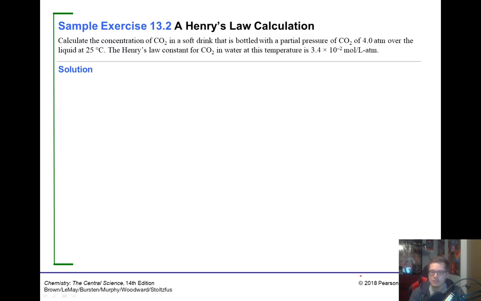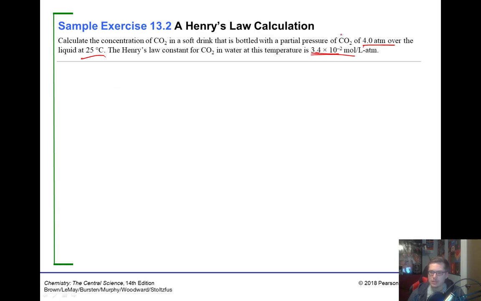All right, so let's do some Henry's Law practice. Just one real quick. This is pretty easy. It says: calculate the concentration of CO2 in a soft drink that is bottled with a partial pressure of CO2 of 4 atmospheres over the liquid at 25 degrees Celsius. The Henry's Law constant for CO2 in water is this right here, 3.4 times 10 to the minus second molarity per atmosphere. So we're calculating the concentration.